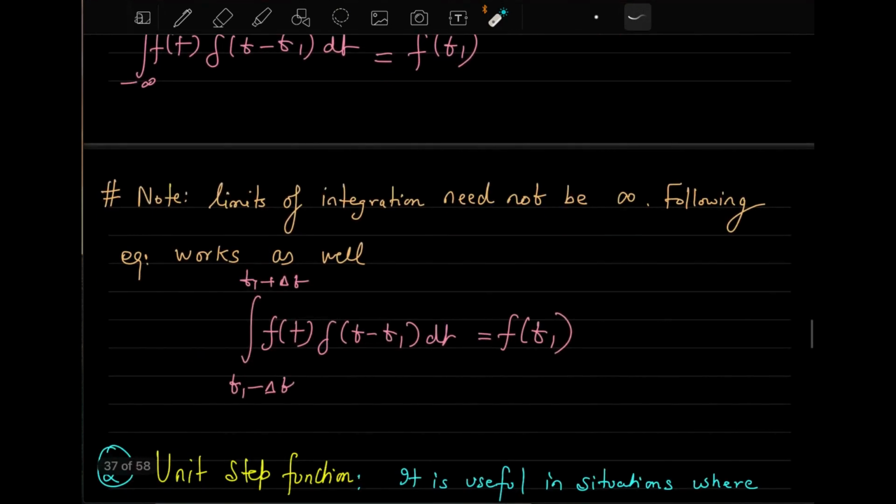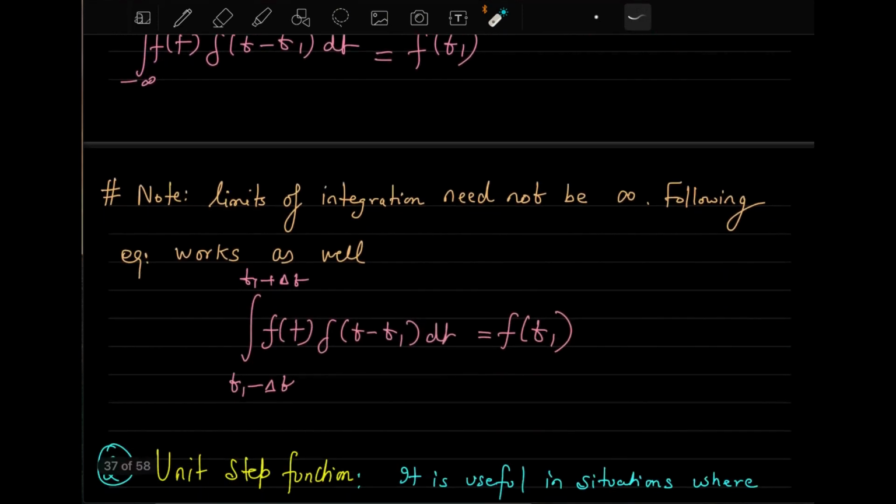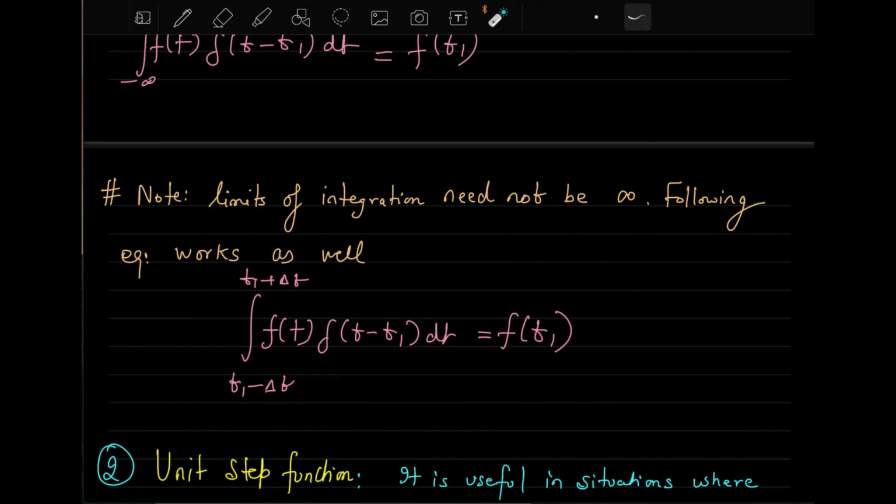Okay. The limits for this integration need not be infinite, which we have discussed here, that is minus infinity to infinity. These limits need not be infinite. It can be anything between t minus delta t to t plus delta t. But one thing to note is that you have to have the delta lie within these limits. If delta is outside, then this value will be 0. Okay, so this finishes the basic concept of the impulse function.